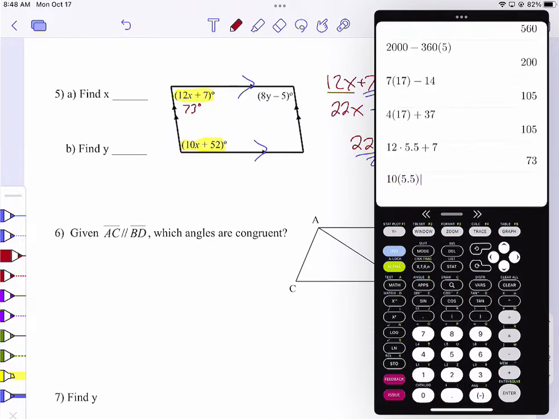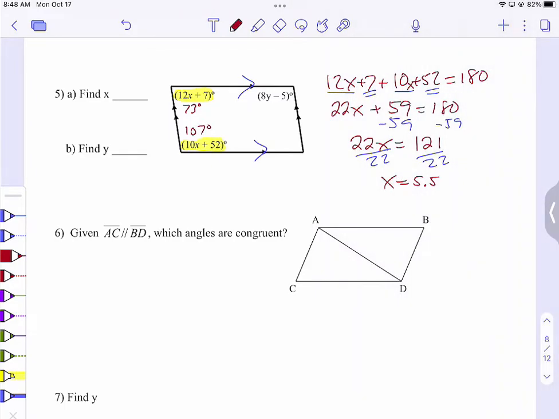because I know that these are supposed to be supplementary. I should get 107 here, 107. You see how those add to 180? Okay, that's what we said. We said they have to add to 180, and those add to 180. They're not equal. It's possible they could have both been 90, and been equal, but I got 5.5. So x is 5.5.